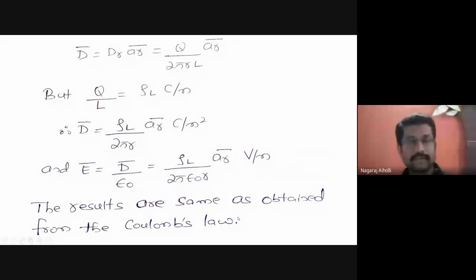We have used the Gauss theorem and the Gaussian surface, and we have obtained the equation for the electric flux density and electric field intensity, which are the same as what we had obtained using Coulomb's law.